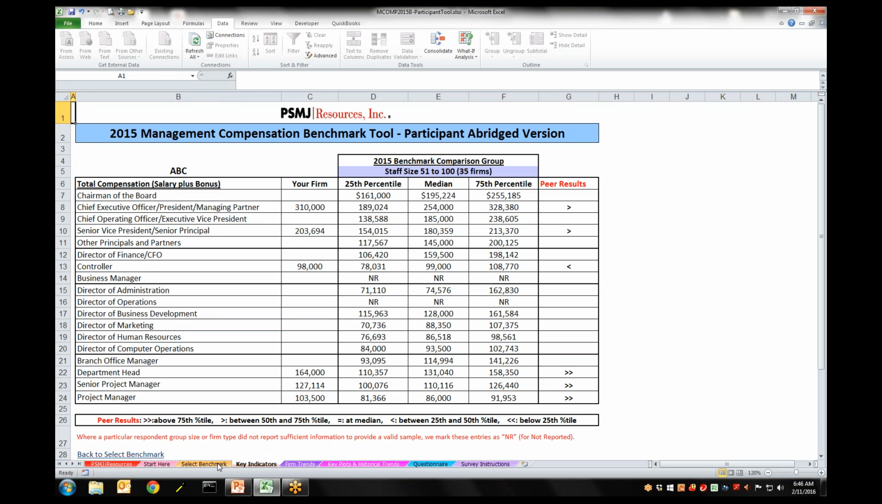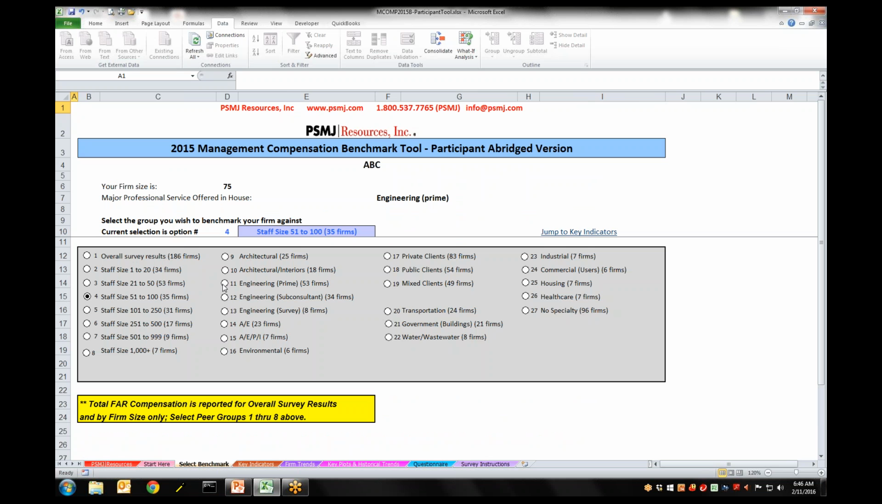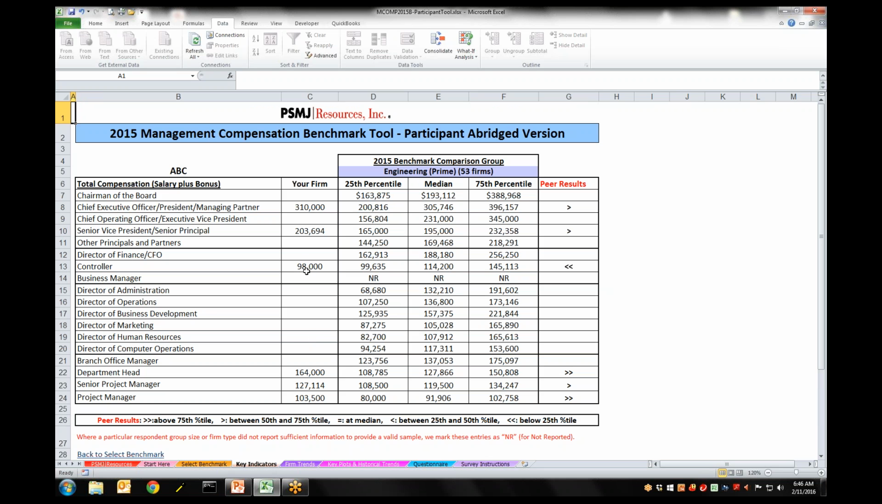So let's go back and pick another peer group. Again, we're in engineering prime, so let's go look at how the data stacks up there. So we'll go back to the key indicators. And here I can see that 310 is much closer to the median this time. 203 again is much closer to the median, and 103 is just barely above the 75th percentile. So the benchmarking data looks a little bit different.